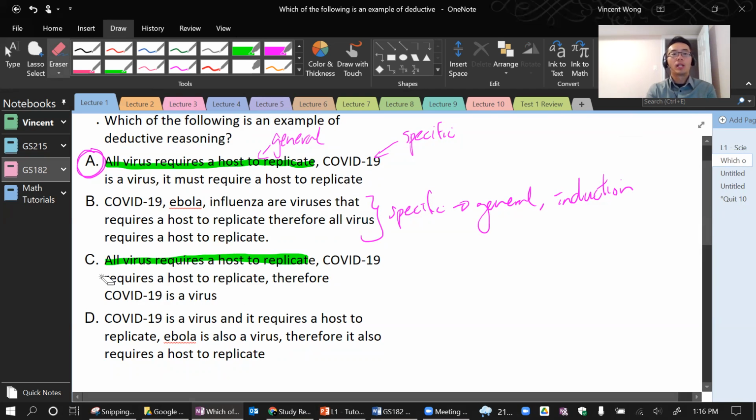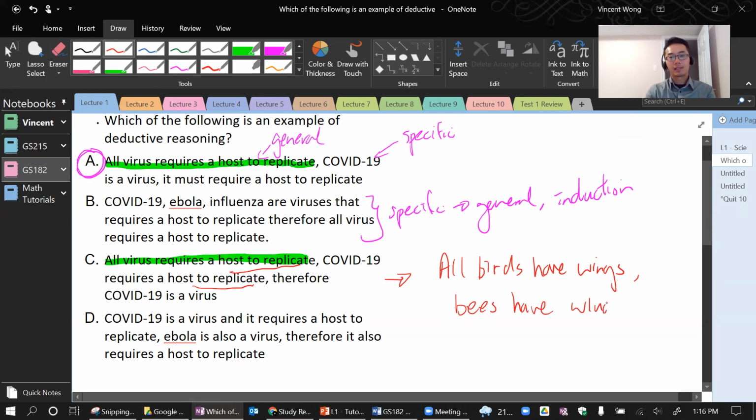Let me do another example that sounds exactly like this, but using something that's a little bit easier to understand. So instead of saying all viruses require a host to replicate, I'll say all birds. If birds are like the virus in this case, all birds have wings. And then the next statement said COVID-19 requires a host to replicate, so it copies the second part of the sentence. So instead of COVID-19, I'll say bees have wings. So according to this logic, therefore what?